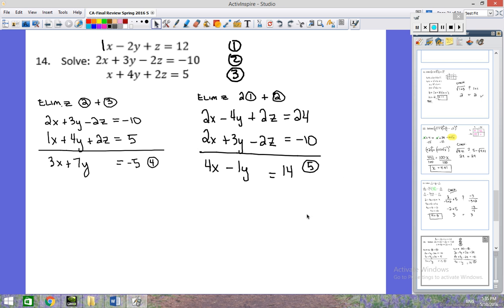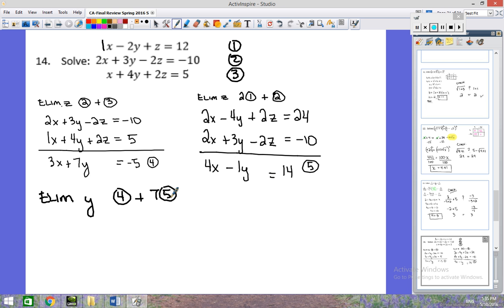So we need to make a decision to eliminate the x or to eliminate the y. Since we have here a -1 and here a +7, I'm going to choose to eliminate y. I'm going to eliminate the variable y. And I'm going to use equation 4. And I'm going to add to it 7 times equation 5.